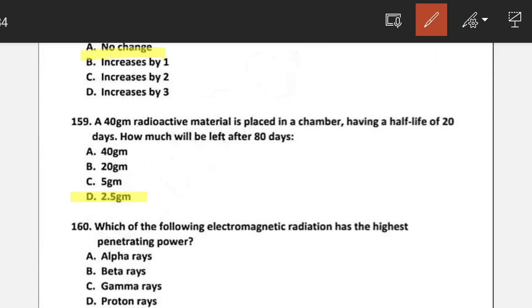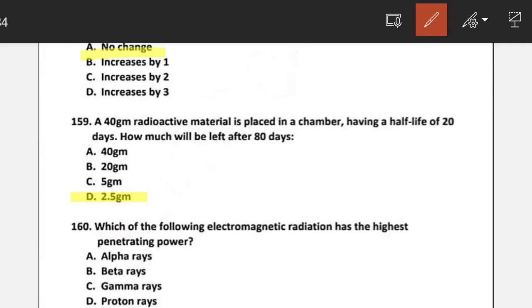So here the correct option will be 2.5 gram of that radioactive material will be present at that time, because this has been passed by 4 half-lives. Question number 160 is: which of the following electromagnetic radiation has the highest penetrating power?